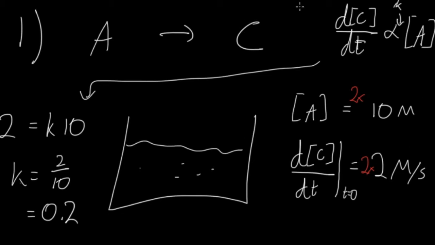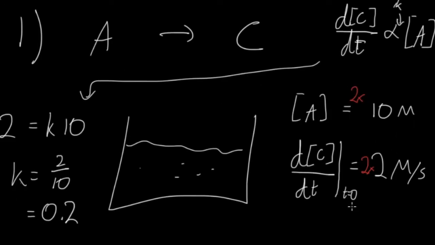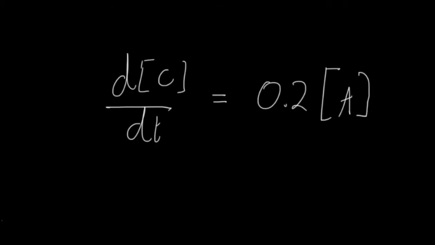So all in all, our rate equation here would be dC by dt, concentration of C over time, is equal to 0.2 times the concentration of A. And this would be for any time. So here we took a specific time at t equals 0, and we found that concentration of A was 10, the rate was 2, and so we could find K from that. We found K was 0.2, and now we can apply this to any time.